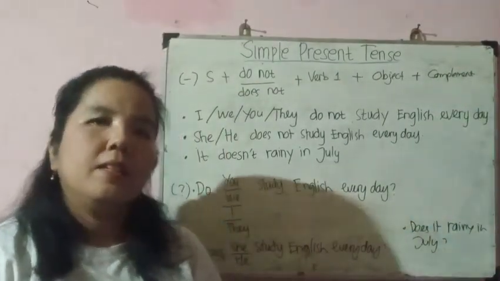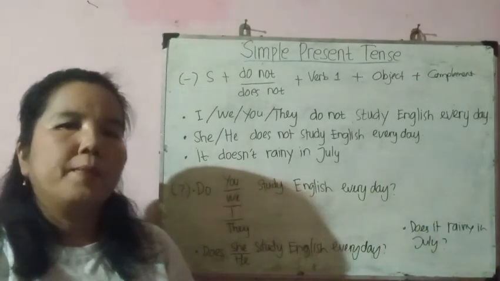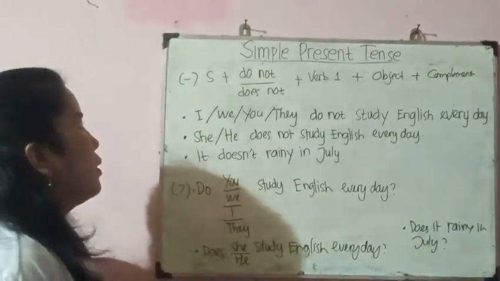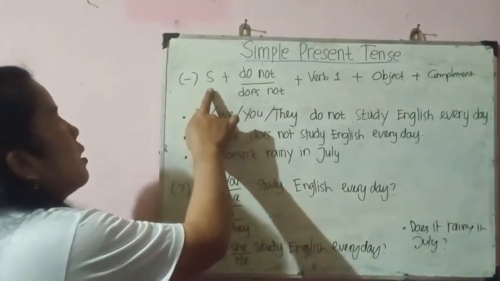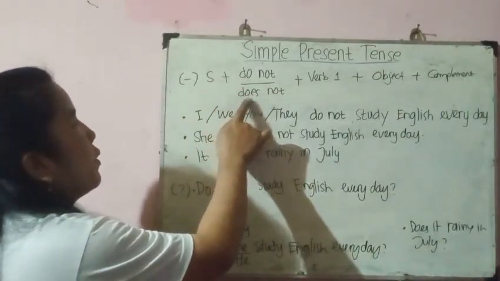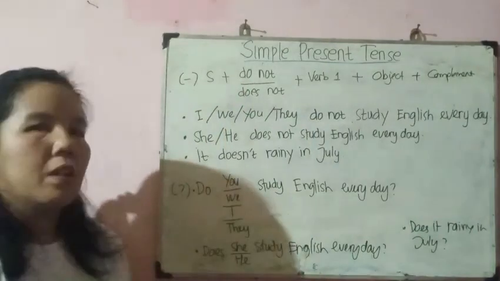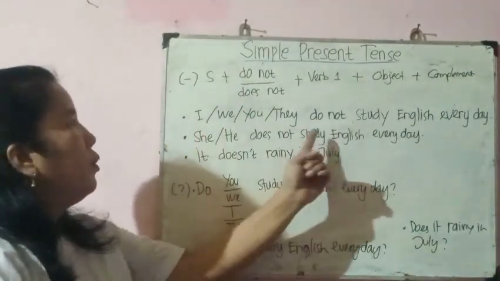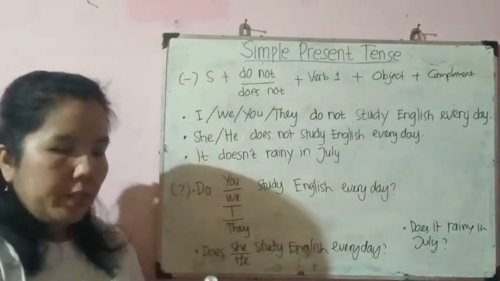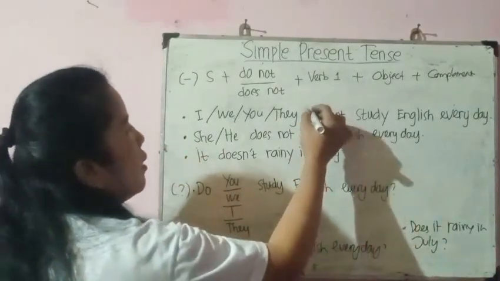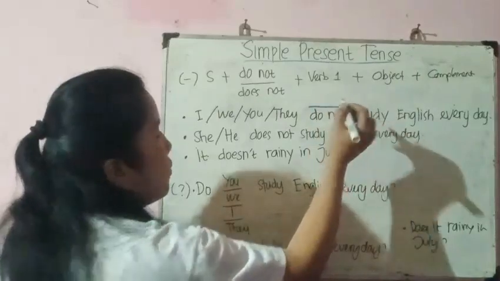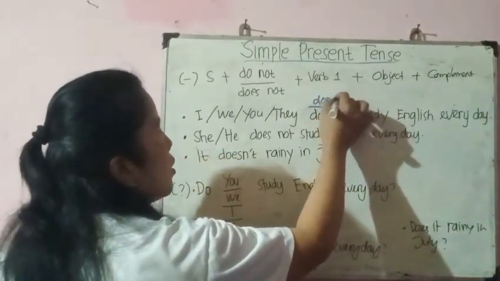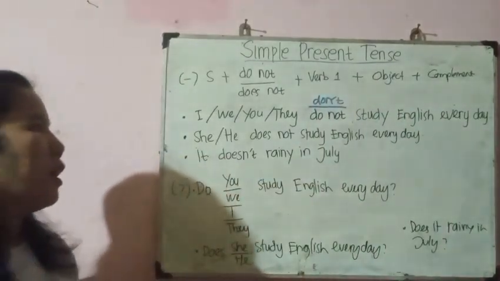Now let's see examples in negative sentences. The structure for the negative sentence is subject, do not or does not, plus verb 1 plus object plus complement. For example, I do not study English every day. Okay, do not, we can make a short form: do not becomes don't. I don't study English every day.